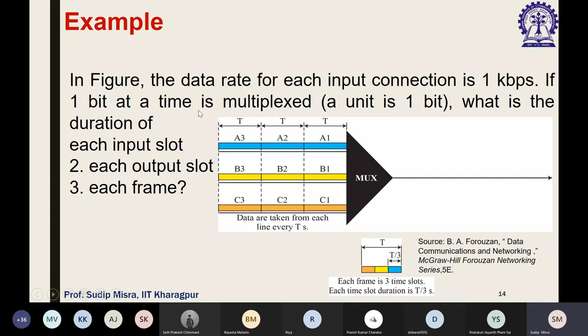If 1 bit at a time is multiplexed, right? So these are like 1 bit long. So 1 bit at a time is multiplexed. What is the duration of each input slot? Number 1. Number 2 is each output slot, and number 3 is each frame. What is the duration after multiplexing?